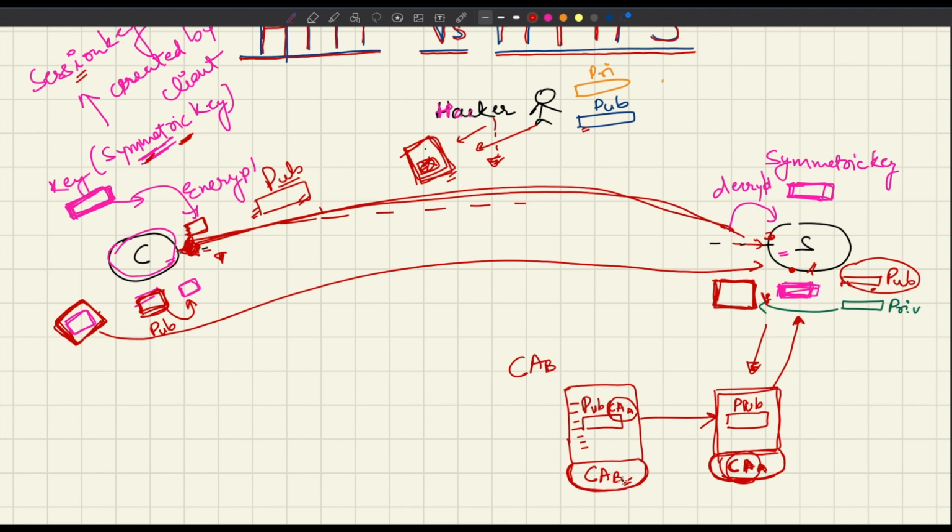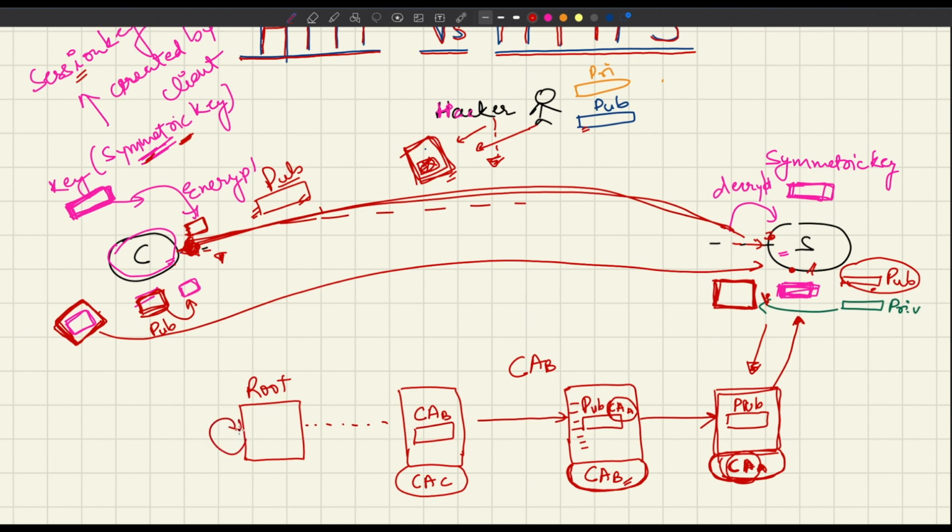So who is going to trust certificate authority B? For that, we are going to have another intermediate certificate, and this certificate is going to contain the public key of certificate authority B, and this will be signed by some intermediate certificate authority C, and it goes on and on until there is a root certificate. The root certificate is a self-signed certificate, and there is no parent for this root certificate. So that's how this entire certificate chain is built.